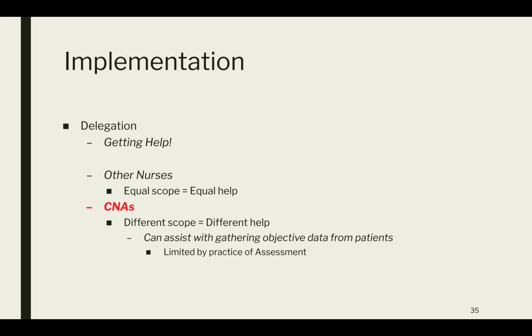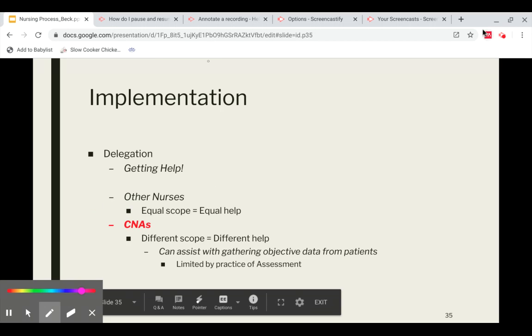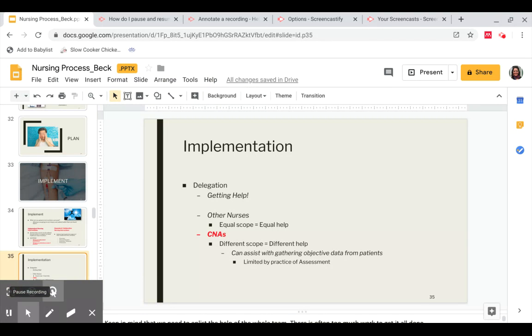They can go in and assess the patient. They can reassess a patient. They can do that type of thing for us because they have an equal scope of practice. CNAs have a different scope of practice, and therefore they have a different level of help that they can do. They can assist with gathering objective data from patients, but they are limited by the practice of assessment.